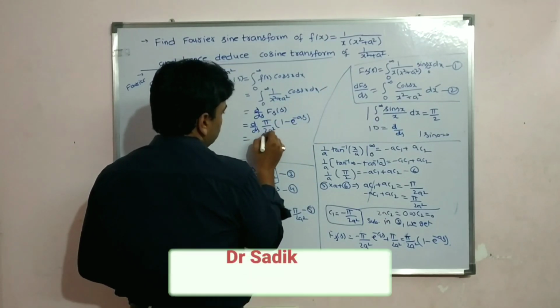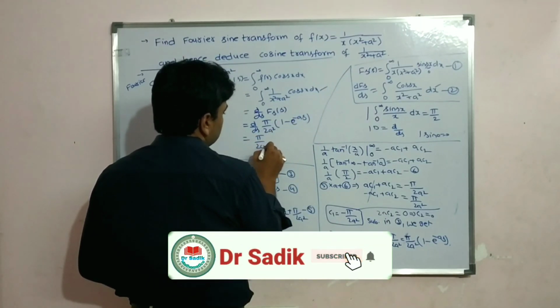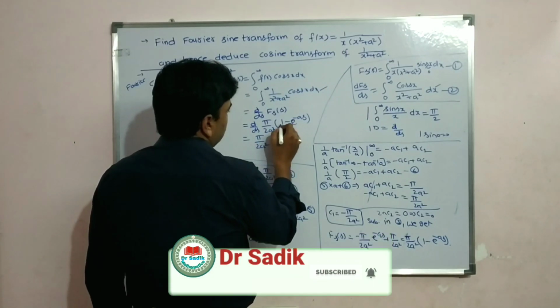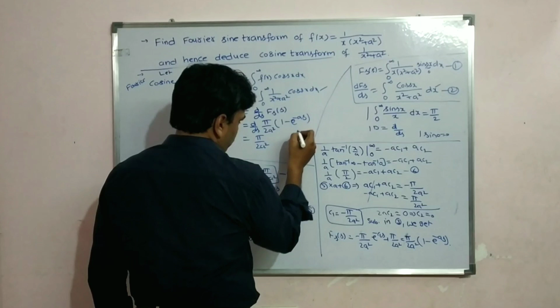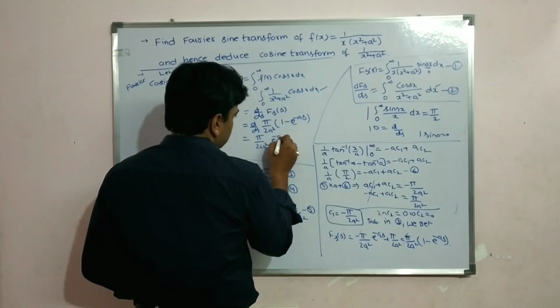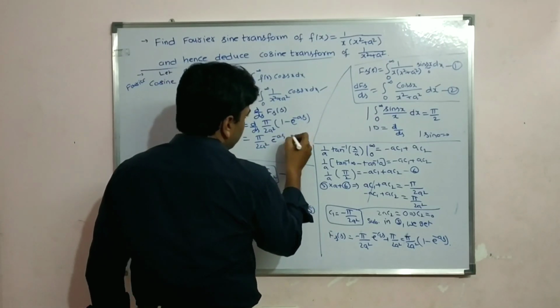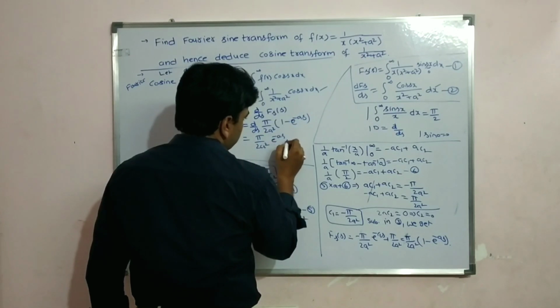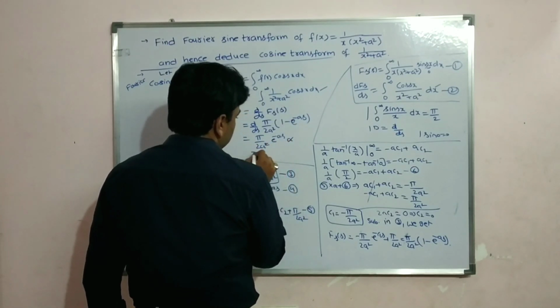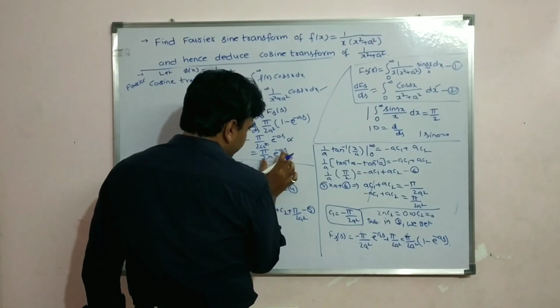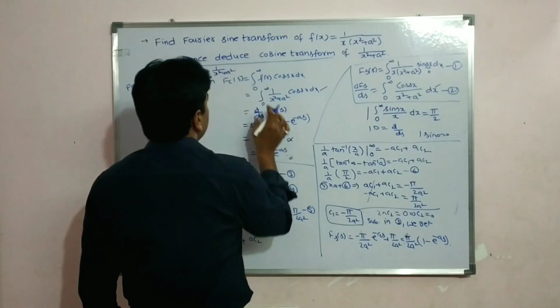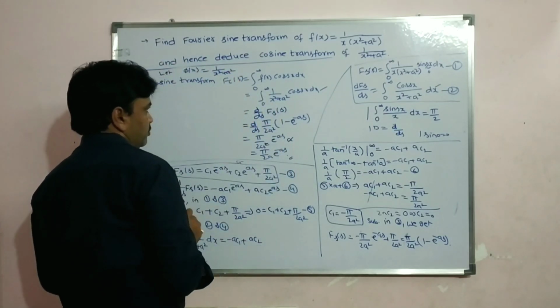So that is equal to π/2a², derivative of 1 is 0. So the derivative of e^(−as) is e^(−as) into −a; minus into minus plus, the a cancels. We get π/2a e^(−as). This is the Fourier cosine transform of 1/(x²+a²).